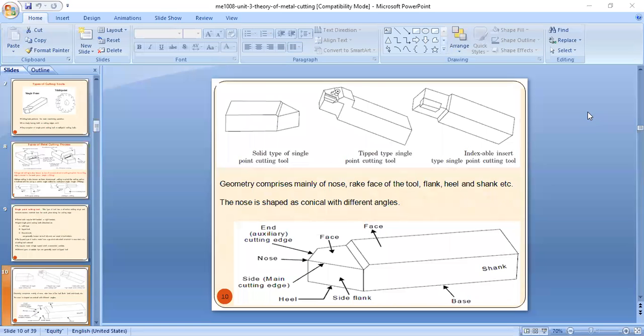Heel faces on the top. The heel is like this. This is the side flank. This is also the face of the shank. This is the face of the tool. And this is the end cutting edge.